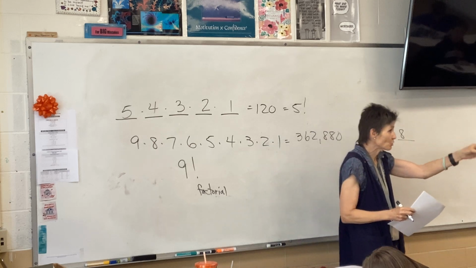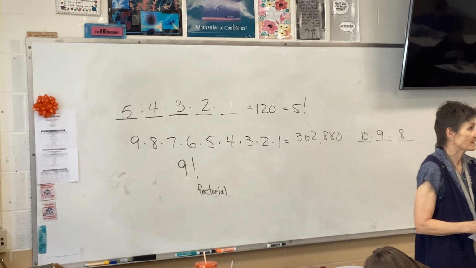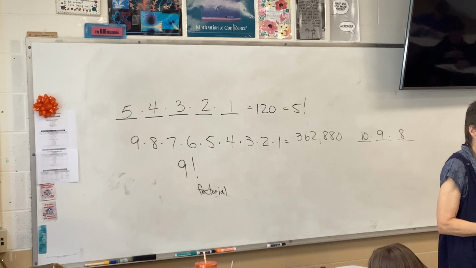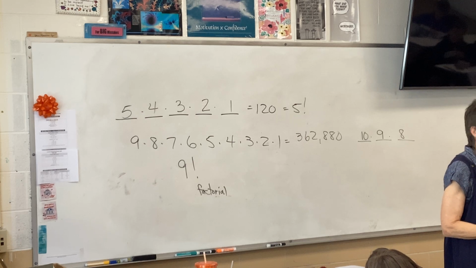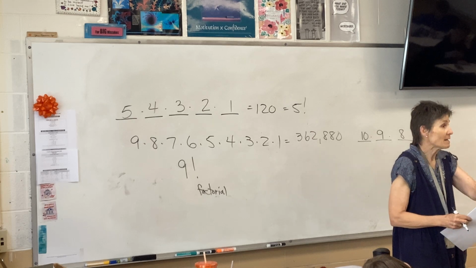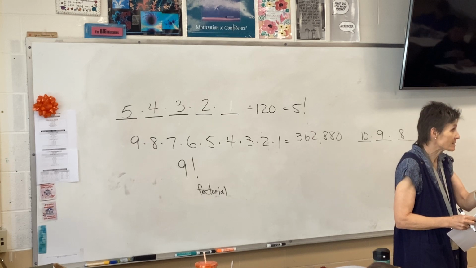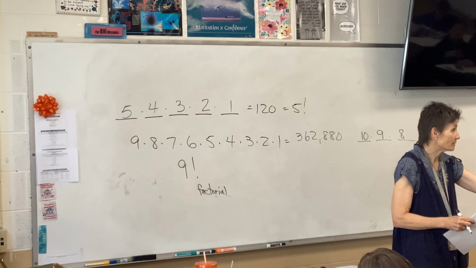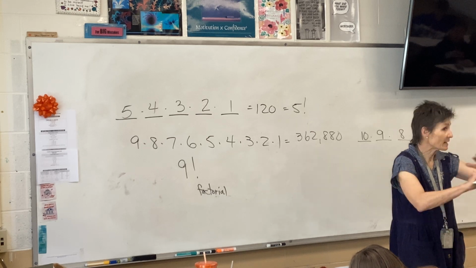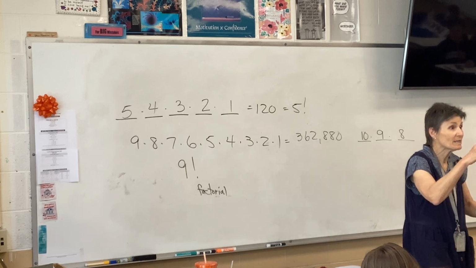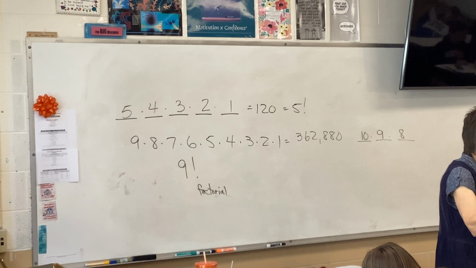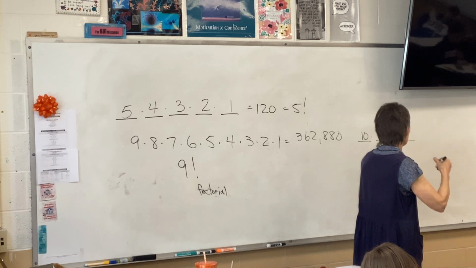How many choices for first prize? No, there's 10 people in the race. How many options do I have to win? 10. All right, how many options do I have for second place? 9. How many options do I have left for third place? 8. And then I stop because I'm only doing 3 places. So the answer would be 720.